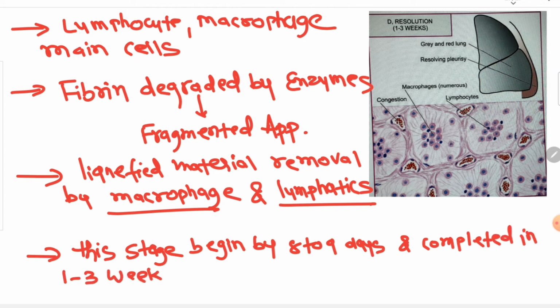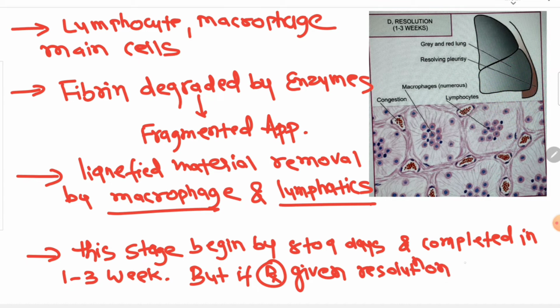But you might wonder, if treatment is given, as is done nowadays, if you give early antibiotics, then resolution begins on the third day. In 3 to 5 days, pneumonia can be cleared. So that is the advantage of giving antibiotics in pneumonia.